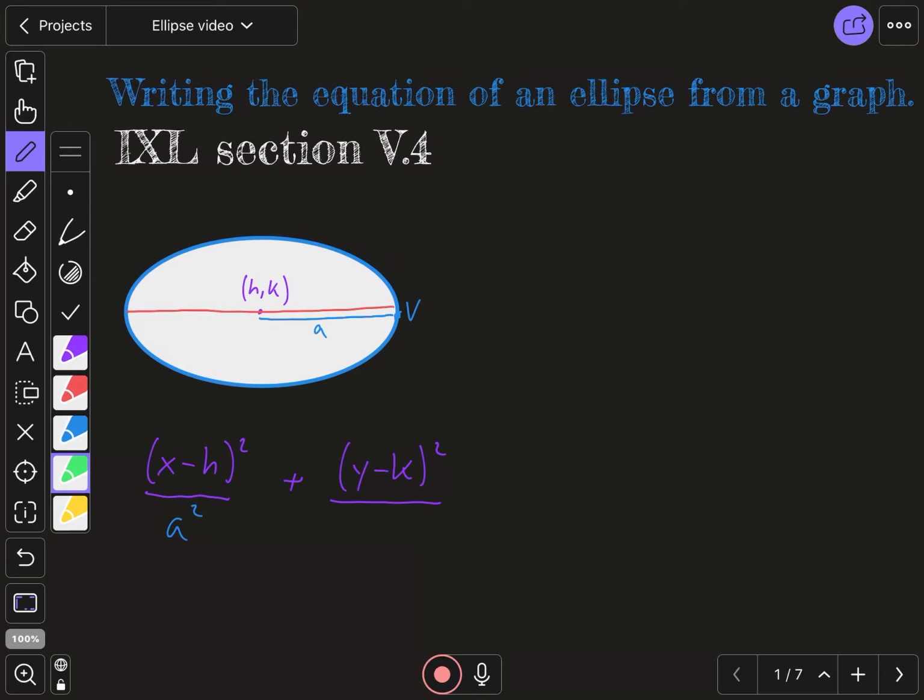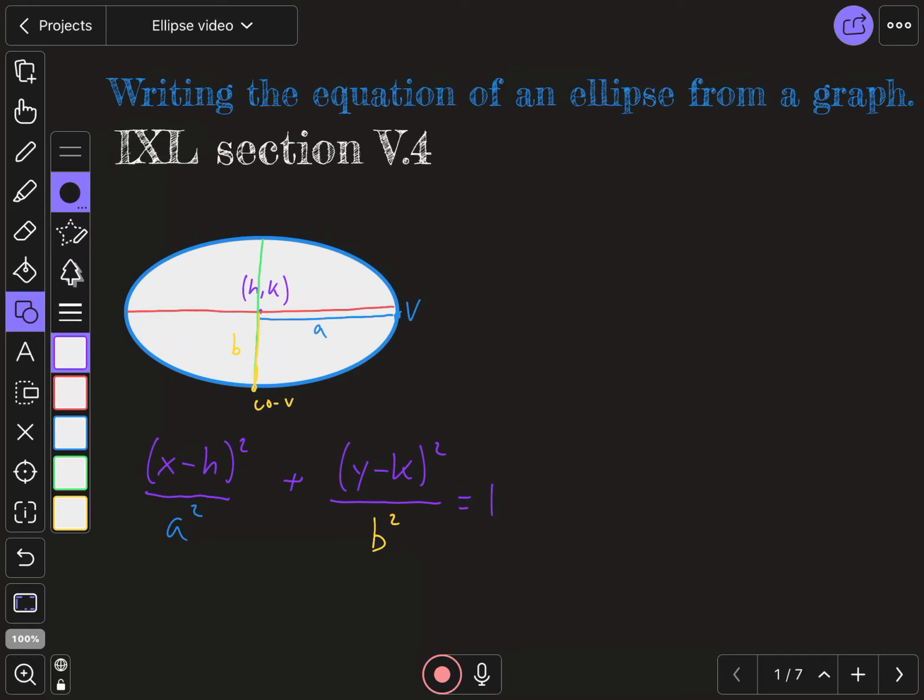And then what goes under the y minus k squared is half of the minor axis. So if the minor axis is connecting the two covertices, then the distance from the center to one of the covertices is b, and that's what goes underneath the y, because it's going in the y direction. So the direction of the ellipse, the way it's stretched, will determine where a and b are, and then this is always equal to 1. So x minus h squared over a squared plus y minus k squared over b squared equals 1.